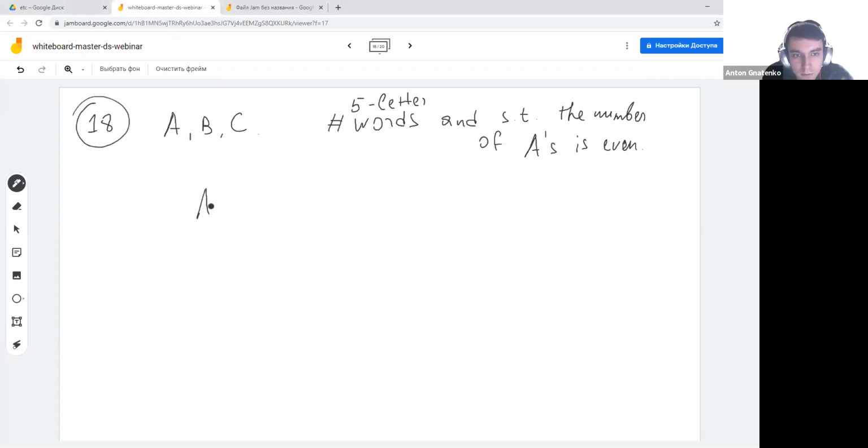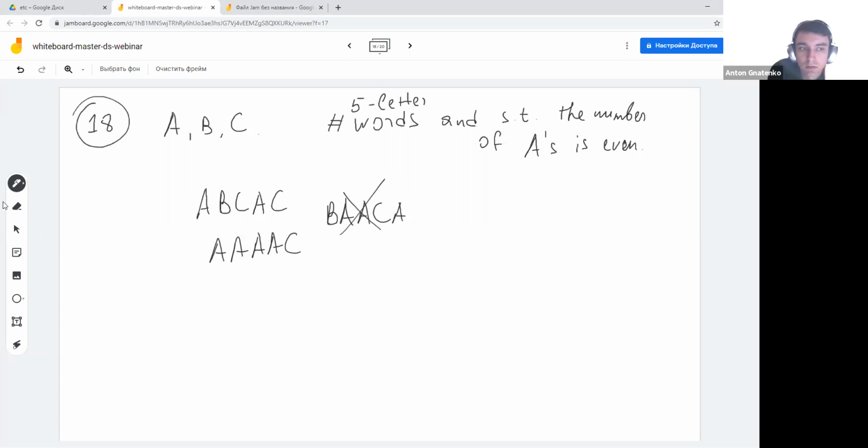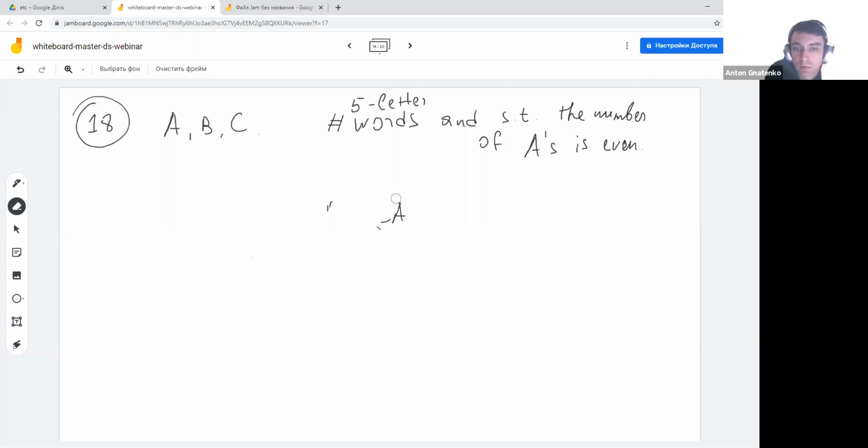So for example, this kind of 5-letter word would count. It has 2 A's. This kind of 5-letter word would count. It has 4 A's. But unfortunately, for example, this 5-letter word would not count because it has 3 A's in it. Okay. So how can we compute this number?